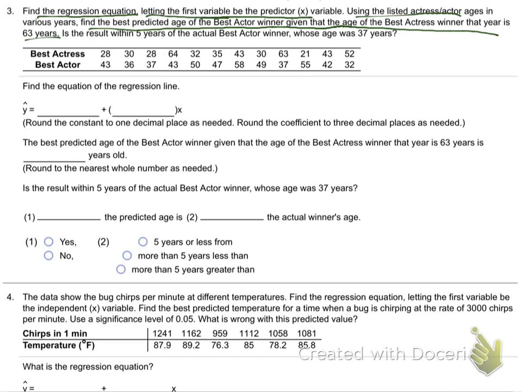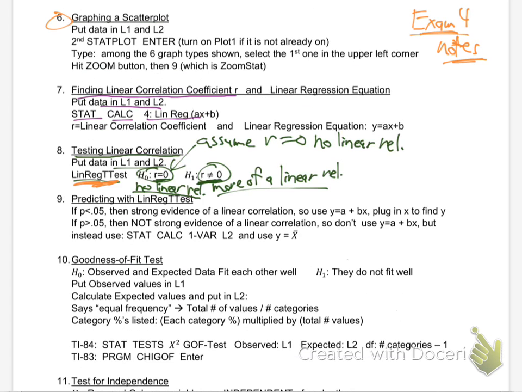All right, so this is interesting. So they want me to find the equation of the regression line. How do we do that? Guess where I'm going to go look? Exam 4 notes. So here we go, exam 4 notes.